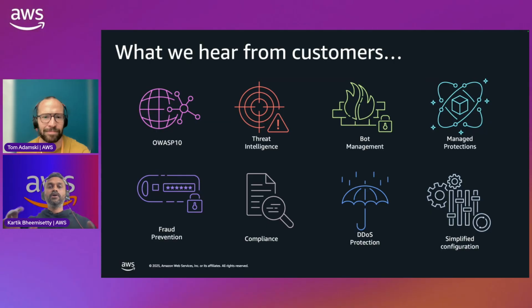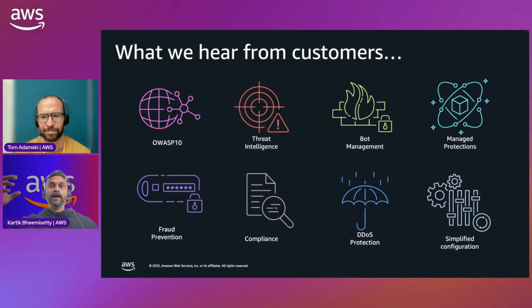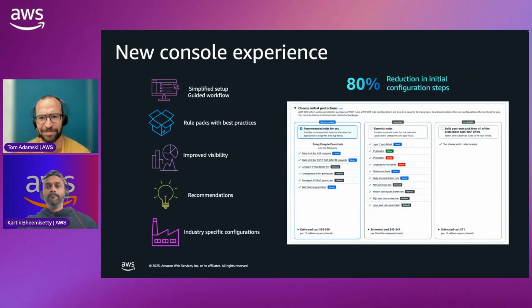Now, in general, what do customers want from a web application firewall? They want OWASP Top 10 protection. They want threat intelligence and bot management. They want managed protection, so probably a one-click solution where you don't have to understand your traffic first. You can quickly start with a basic protection and then evolve on top of it. They want fraud prevention, they want to maintain compliance, they want DDoS protection, and last but not least, simplified configuration.